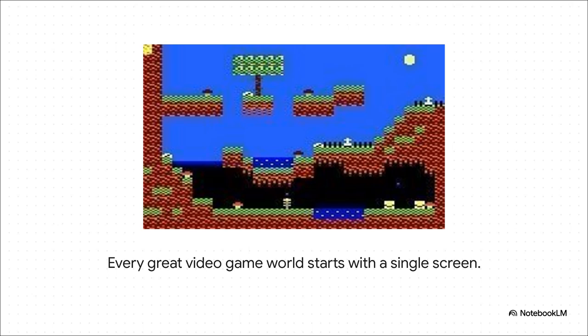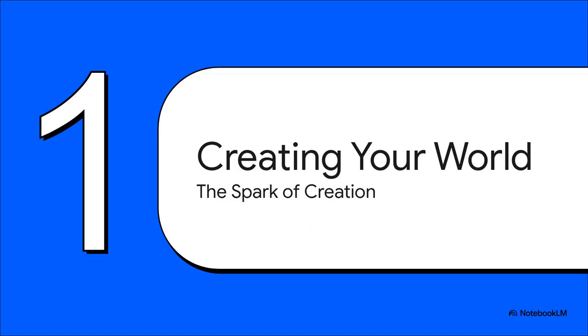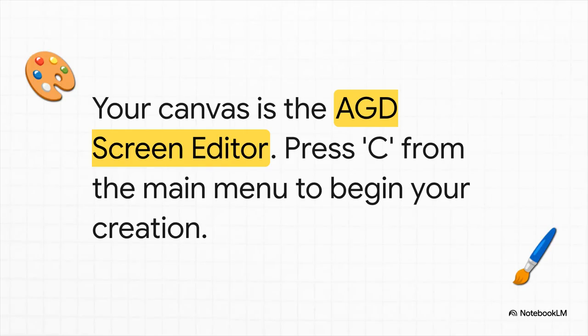Let's break it down. The core idea here is actually really simple. Think of the game screen as your fundamental building block. It's not some scary line of code, it's a digital canvas, and it's just sitting there waiting for your imagination. Now we'll be working inside this amazing tool called Arcade Game Designer, or AGD for short. From the main menu, all you have to do is hit the C key, and boom, you're in. You are now standing in front of your canvas, ready to create.